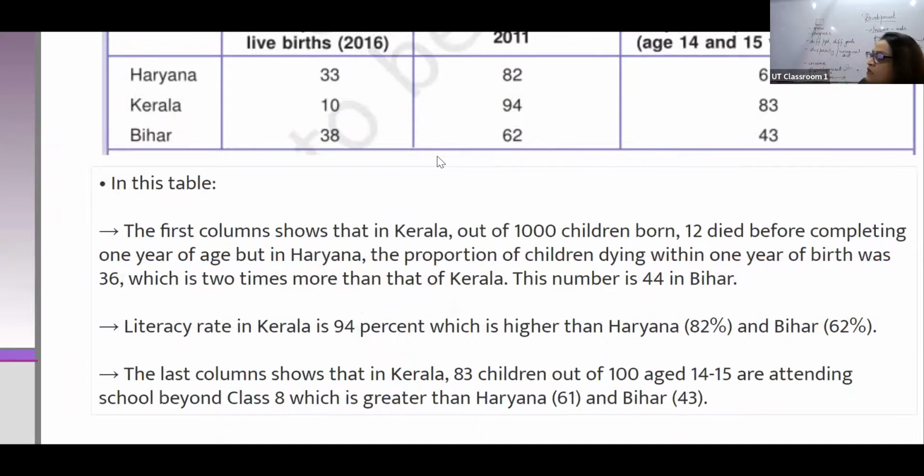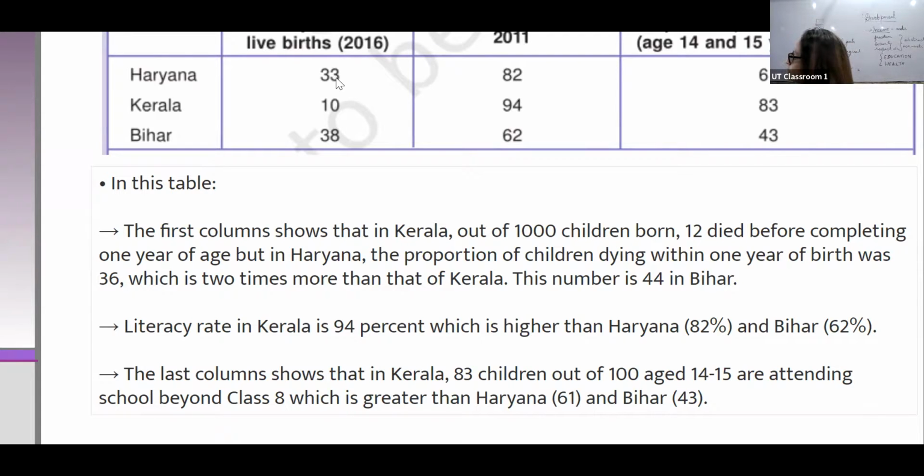In this table, the first column shows that in Kerala, out of 1,000 children born, 12 died before completing 1 year of age, but in Haryana, the proportion of children dying within 1 year of birth was 36. So what are you able to see over here? Haryana, what is the infant mortality rate? 33. Kerala is the least. Bihar is 38. Literacy rate, Haryana is 82. Kerala is 94 and Bihar is 62.